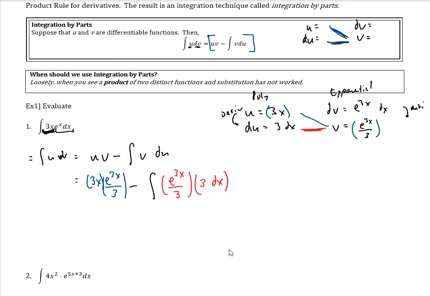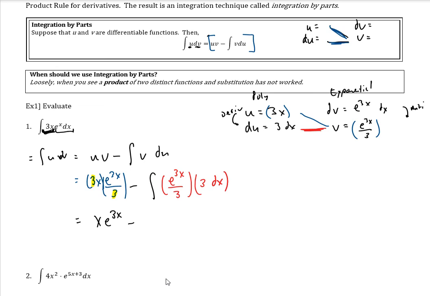Okay, so we get this setup here. Notice I still have an integral. That's okay, but let's simplify. So this in the blue, the 3 would cancel with that 3. So it simplifies to be just x e to the 3x so far.